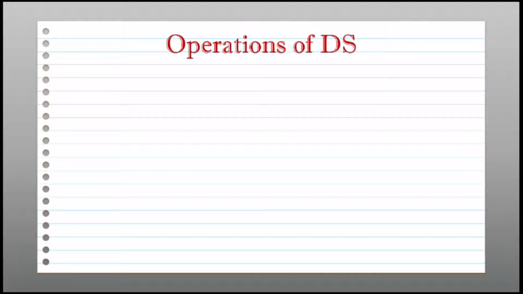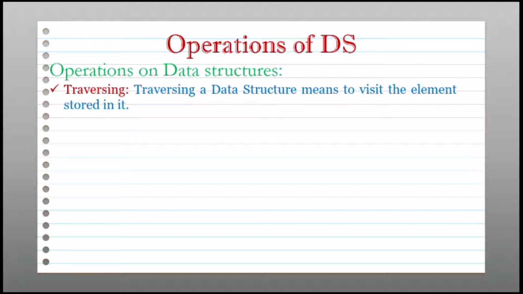For example, array, stack, queue, tree, graph, these are the different data structures we can use and we can perform different operations on that data structure. So in that, the first one is traversing. Traversing a data structure means to visit the element stored in it.